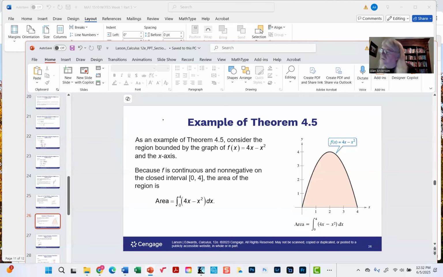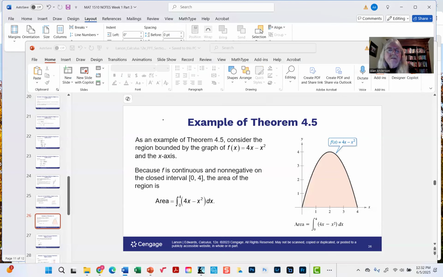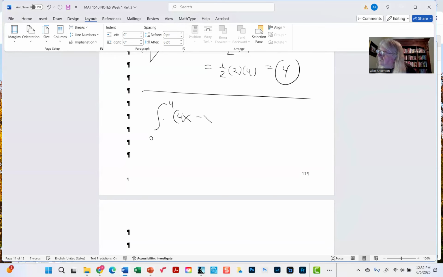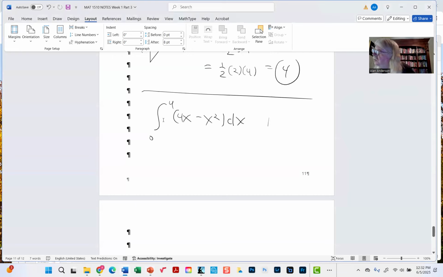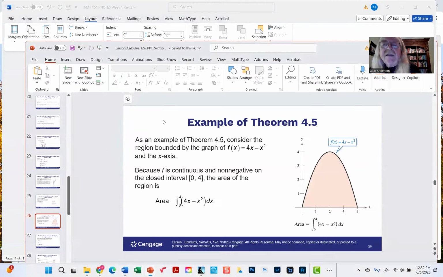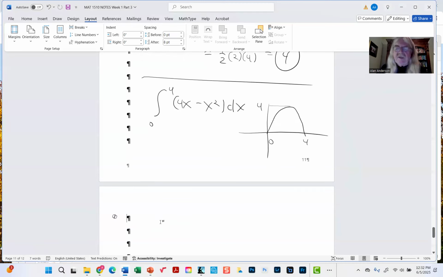So we have 0 to 4, 4x minus x squared. And they've already shown us what it looks like. It's a parabola that's facing down, and the height is 4. So we can break this up into two separate integrals.